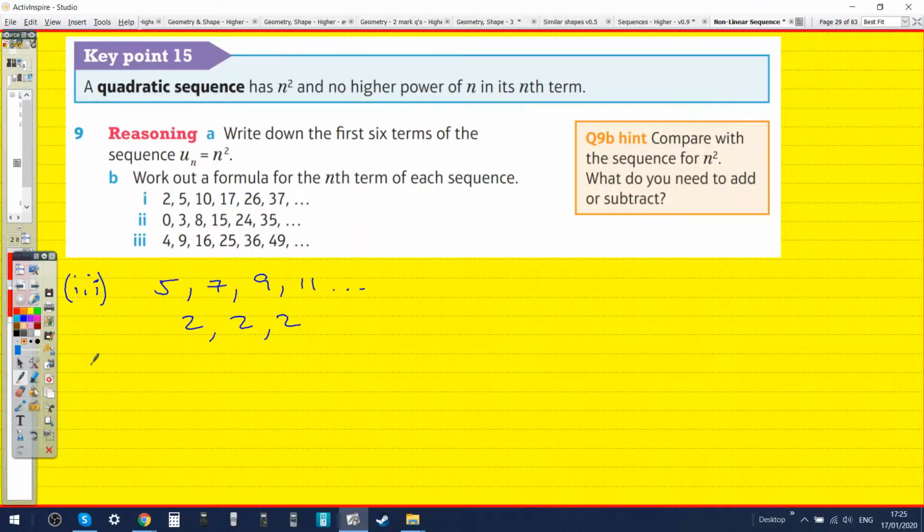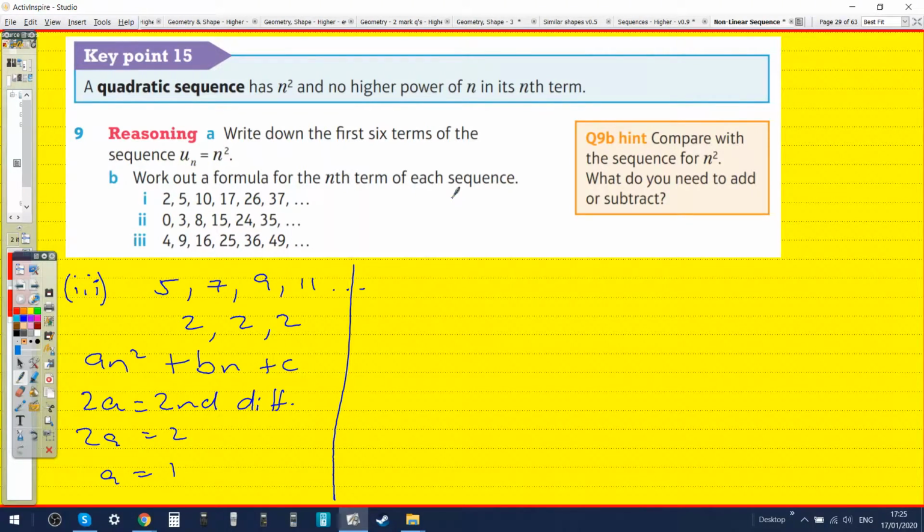Then we had an squared plus bn plus c. So then a was half of the second difference, so it is 1 in this case, isn't it? Yes. Another way to say it, 2a is the second difference. And 2a is 2, so a is 1. c was the 0th term, so in this case it would have to be minus 1. What would you have to subtract? 1, I think.